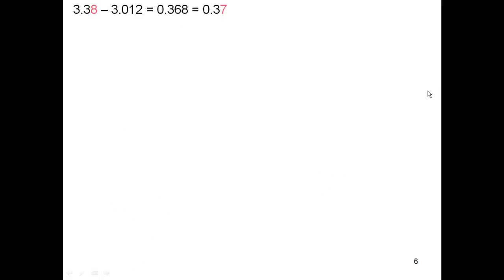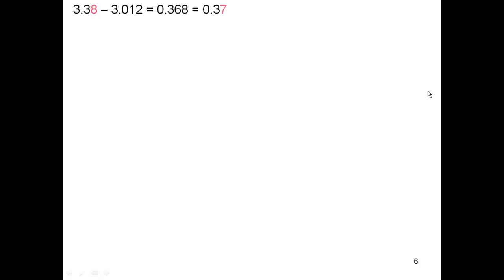Let's look at some examples. In this case I have 3.38 minus 3.012. If I do the math, that comes out to 0.368. I have to determine by the rules, which is a subtraction, by the decimal place.